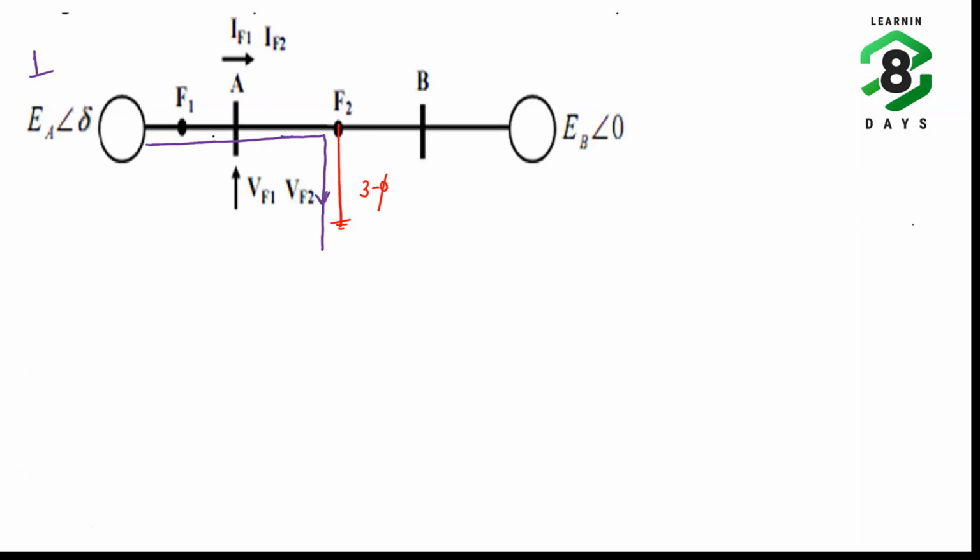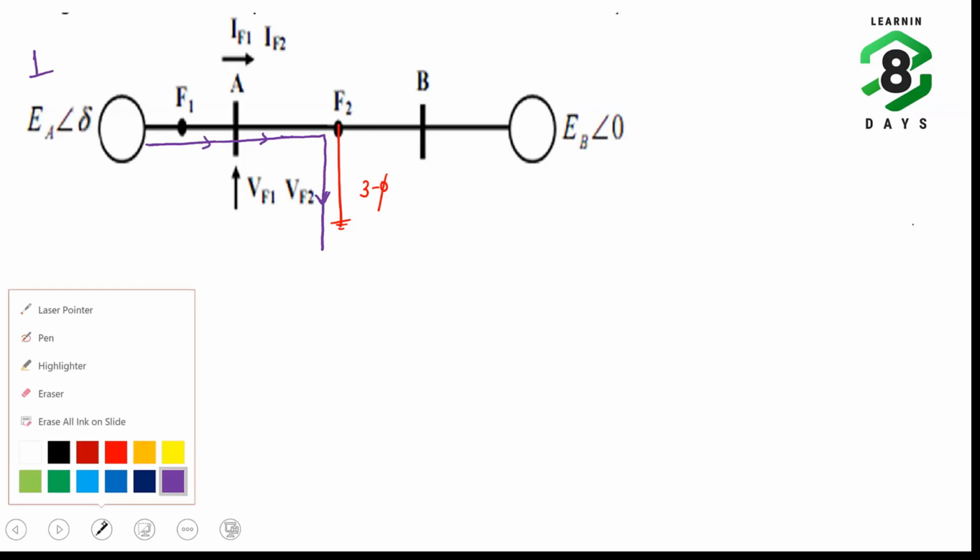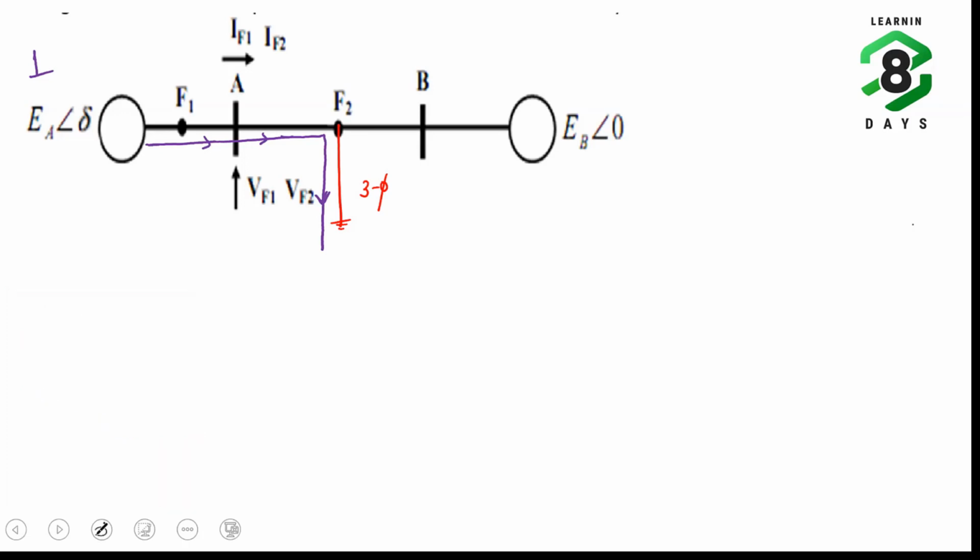So this source one will contribute a current whose direction is like this. Next, source 2 will contribute the current whose direction is like this. Understand? So now there are two different currents contributing to the total fault current. One current is flowing from source 1, the other current is flowing from source 2.